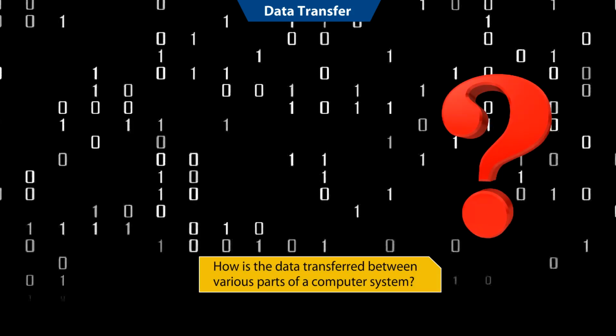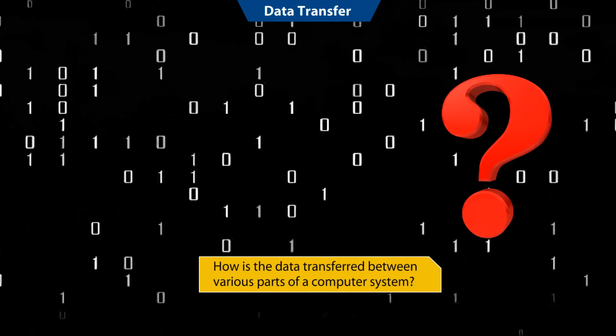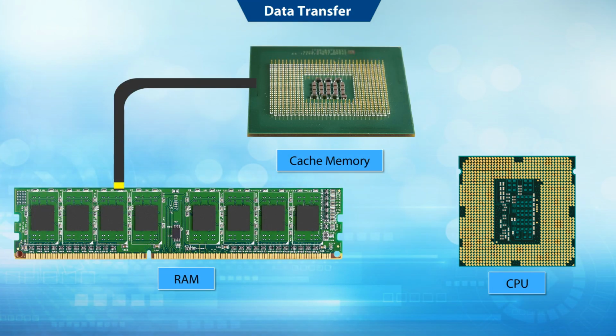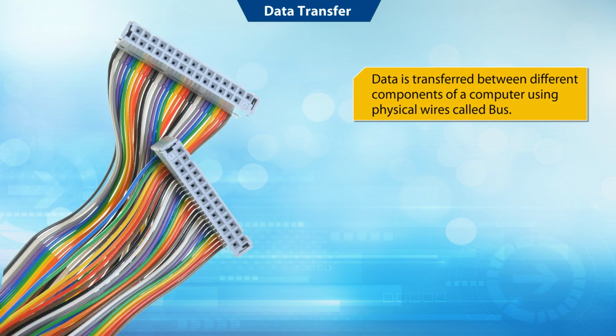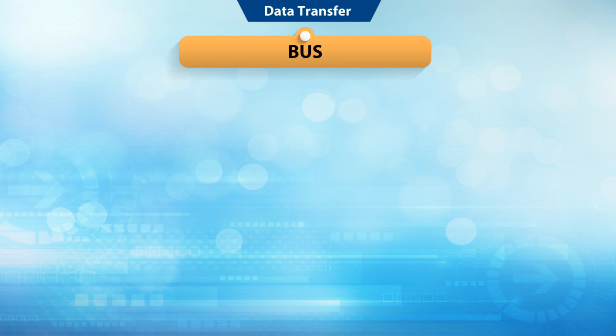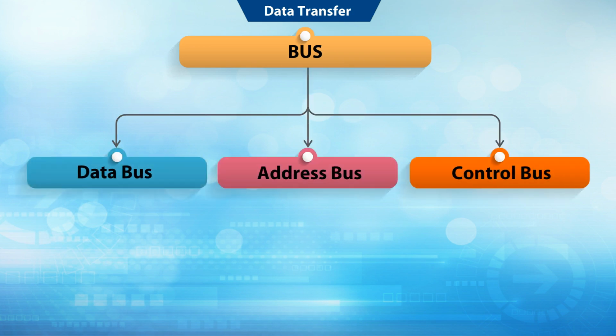Now let us see how the data is transferred between various parts of a computer system. To perform any operation on a computer, data needs to be transferred. Data is transferred between different components of computer using physical wires called bus. Buses are of three types: data bus, address bus, and control bus.